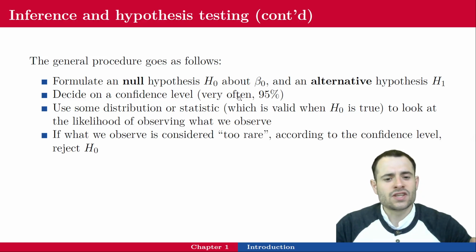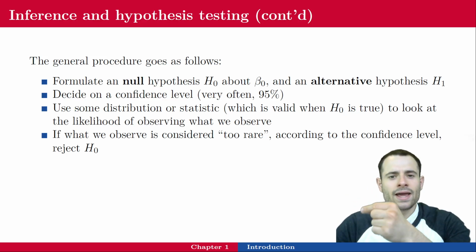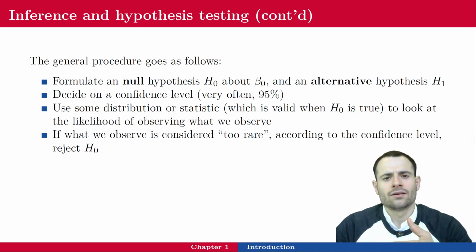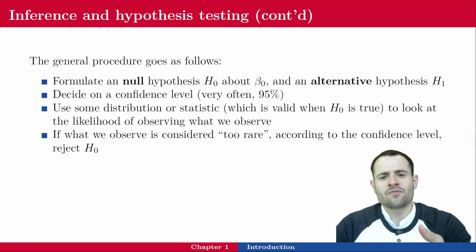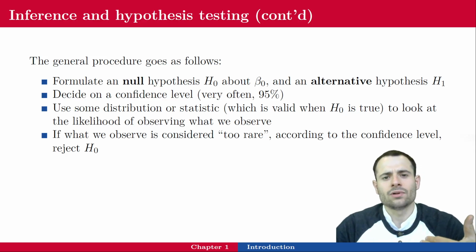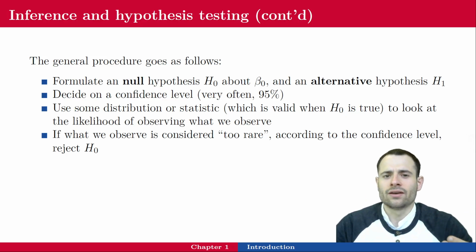If what we observe is considered too rare, remember, your t-stat is too high, higher than 1.96 in general, this is considered too rare. There's only a 5% chance that I observe something there, and I observe it in my sample. There's no way that my hypothesis can be true then, because it's too rare. The fact that I observe it now means that it cannot be true.